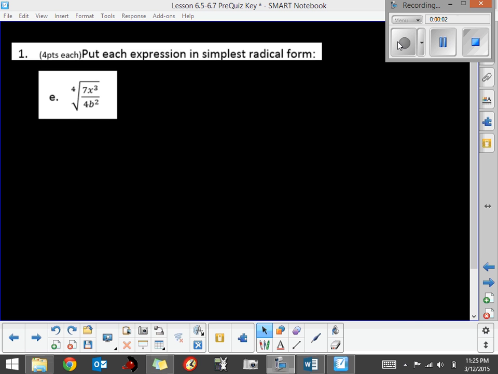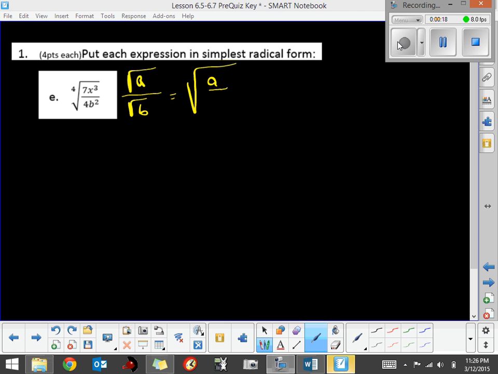In question E, we have the fourth root of 7x cubed over 4b squared. This fourth root, we saw earlier in the video that if we have the square root of a divided by the square root of b, it is the same thing as the square root of a over b, or the nth root in any case would be the same thing. So what we're going to do is apply this rule this way. We're going to split that radical up. So I'm going to make it the fourth root of 7x cubed all over the fourth root of b squared.